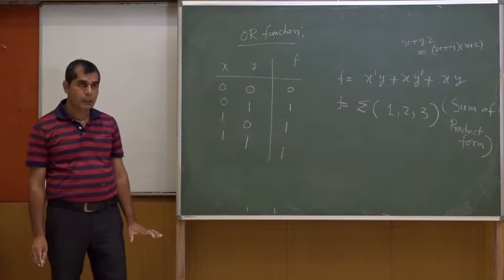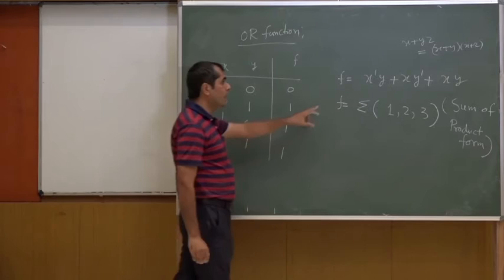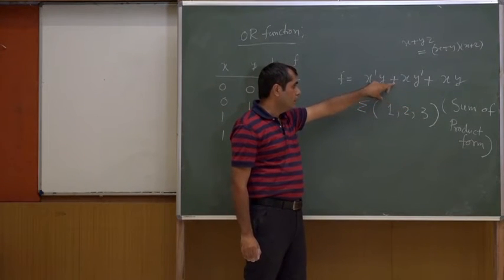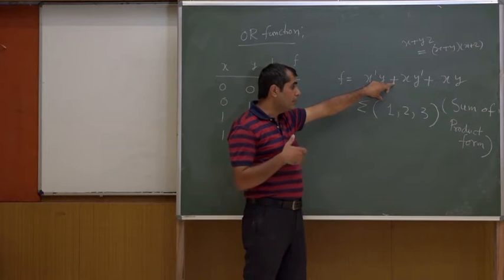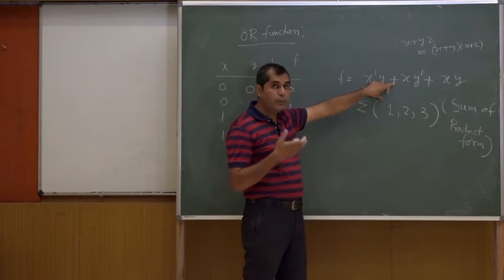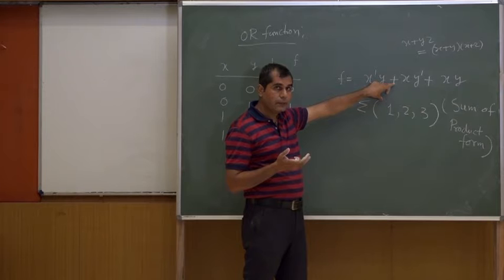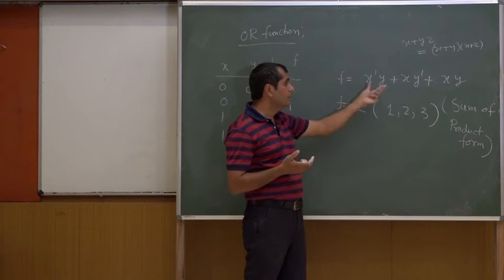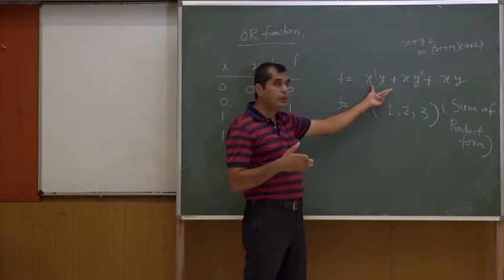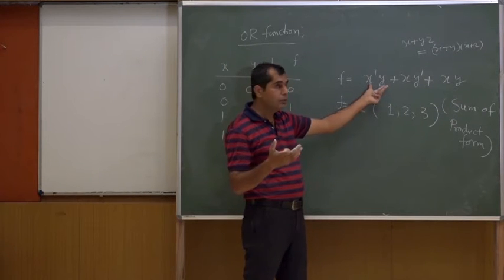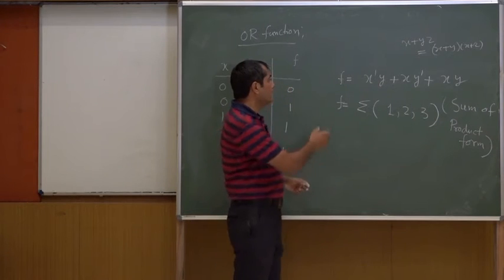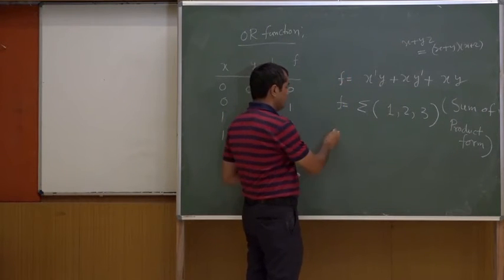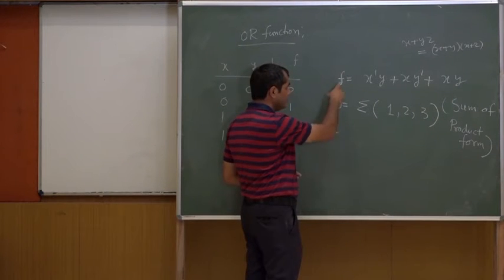Is it clear? Now what we can do, I can write the same function in terms of product of, in terms of max terms. Here I used the min terms to write this function. Similarly, I can utilize those max terms to write this function. Let me take the complement of this function f. So complement f is written like this.